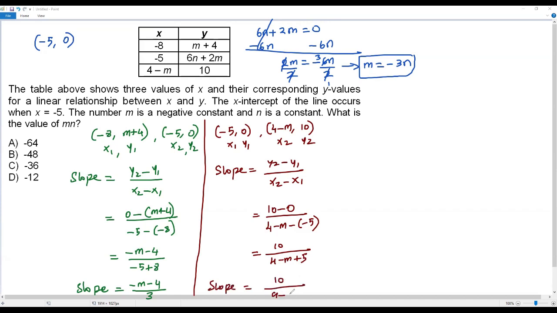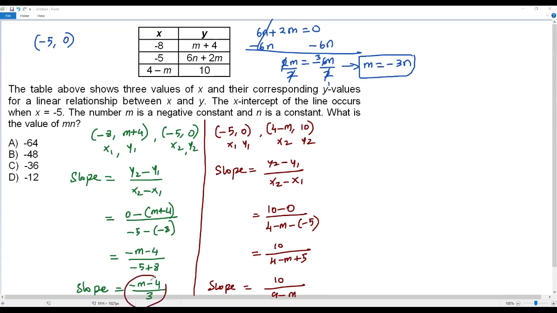I'm getting 9 - m. Okay, I got the slope of the line in two different ways, that is using the first two points and using the next two points. The slope of a line cannot be different at different points. It is always constant, whether we use the first two points or the next two points. So the slope we are getting for the line must be the same.